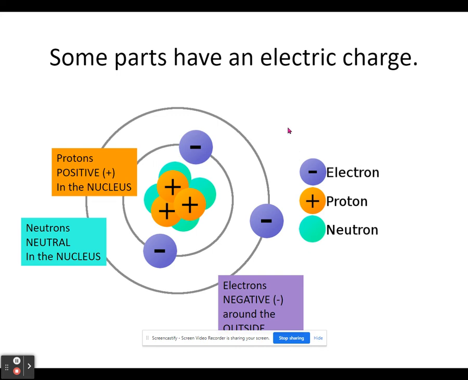Some of these parts have an electric charge. So the protons have a positive charge, and because of that, the nucleus has a positive charge. The electrons have a negative charge, and they're around the outside. So the outside of an atom is always negatively charged.